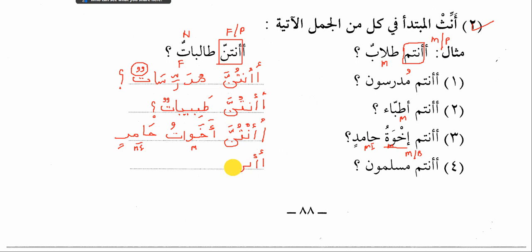Now, a antum muslimun. A antunna muslimat, a sound feminine plural. Okay, now what will be the haraka? Tanween dhamma, because it doesn't make any change on this noun and there is no mudaf ilayh structure. So, antunna muslimatun. So, are you all Muslims?